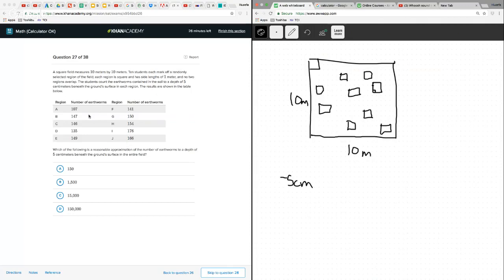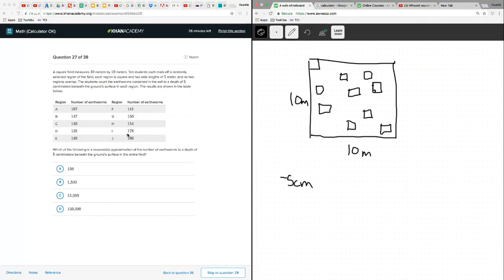The results are shown in the table below. Number of earthworms, and so on. Which of the following is a reasonable approximation of the number of earthworms to a depth of 5 centimeters beneath the ground surface in the entire field? That means we have to calculate the mean of all of this.